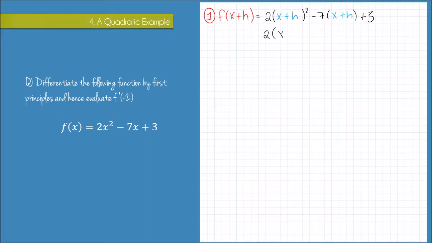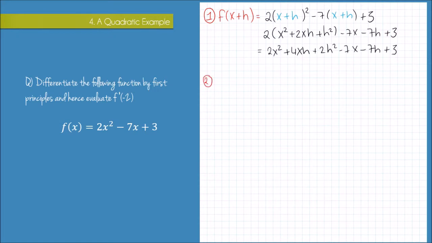I'll square my bracket first, giving me x squared plus 2xh plus h squared. Then minus 7x minus 7h plus 3. Then I'll multiply that bracket by 2, giving me 2x squared plus 4xh plus 2h squared minus 7x minus 7h plus 3. And as you can see there, that expression can't be simplified any further because we don't have any like terms to add or subtract.